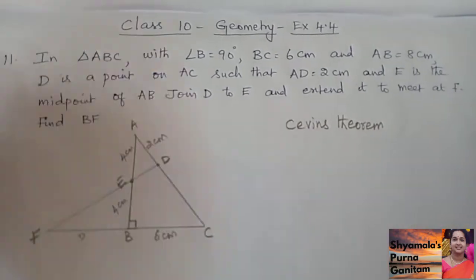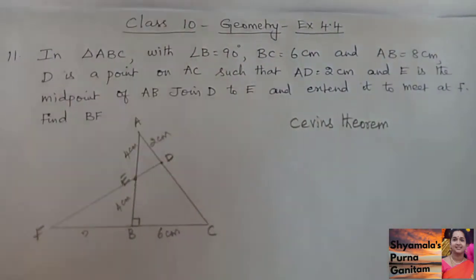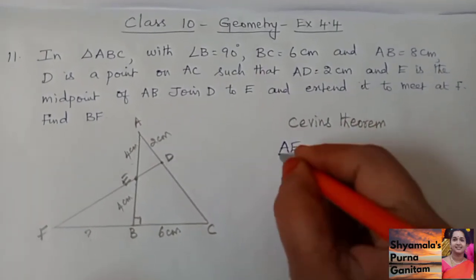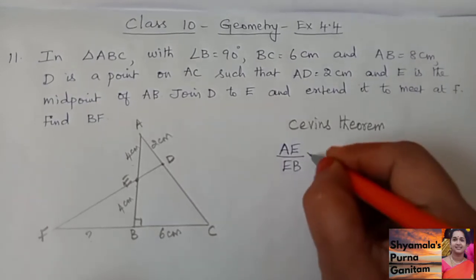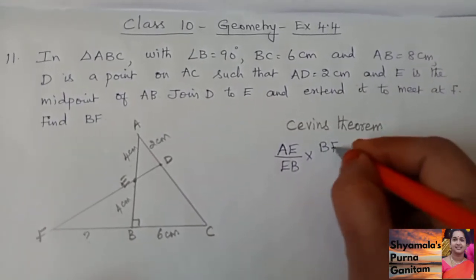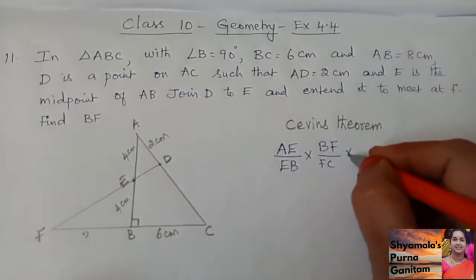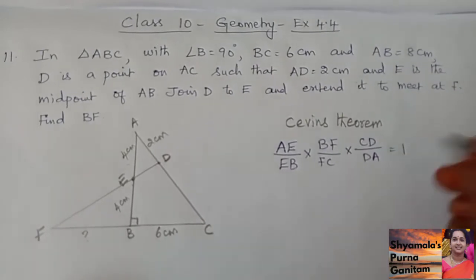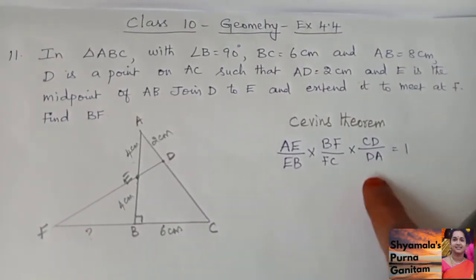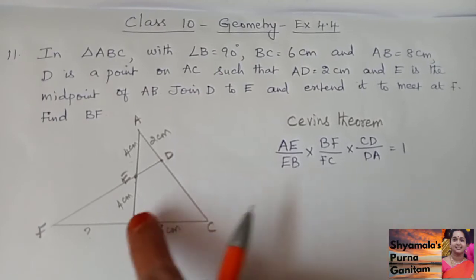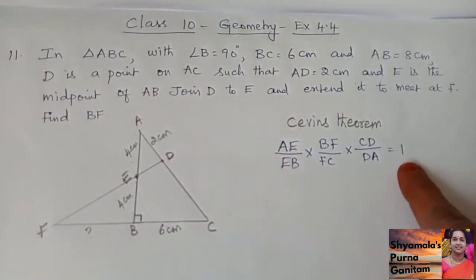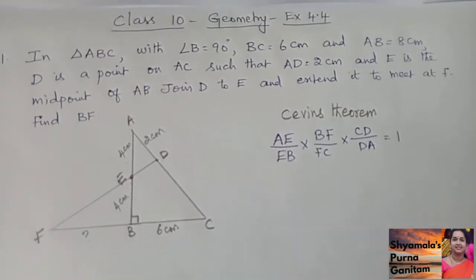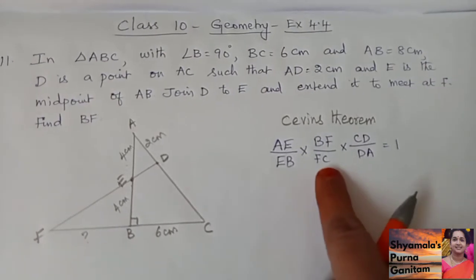So this theorem states that AE by EB into BF by FC into CD by DA is equal to 1. So this is the theorem. So if we substitute all these values from the given information and equate it to 1, we'll get the missing value of BF here. Okay, so for substituting this, here it is given FC.